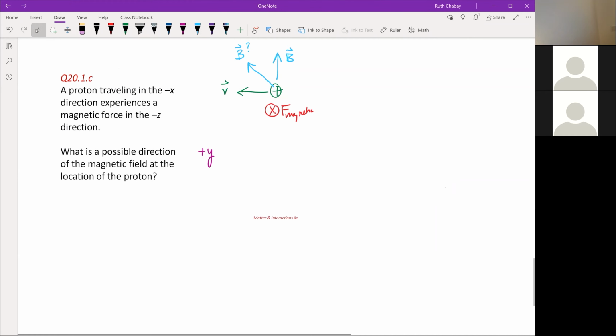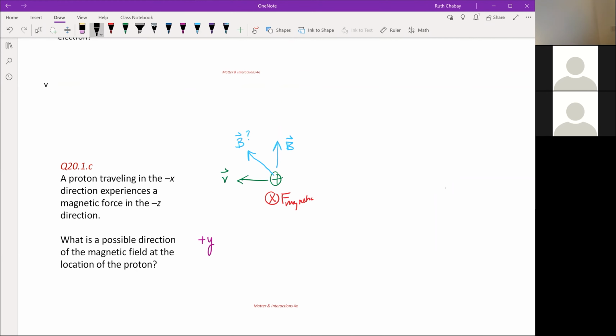Could I draw the coordinates on the last example? They're the usual ones, sure. It's plus x, plus y, and z out, right? So the proton's traveling in the minus x direction. Okay, so the right-hand rule.